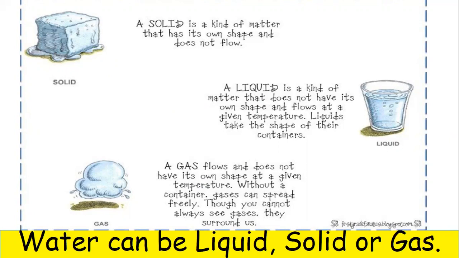A gas flows and does not have its own shape at a given temperature. Remember, gas doesn't have a shape. We need to put gas in a container in order to capture it, right? Gases can spread freely without a container, like in the air. Though you cannot see gases, they always surround us.